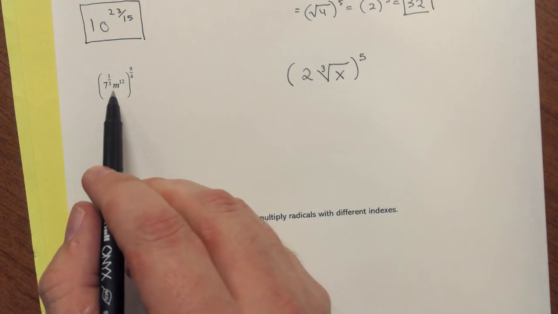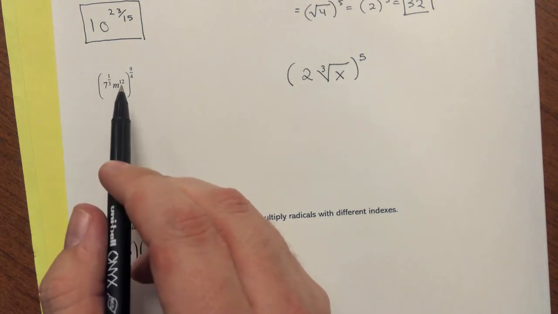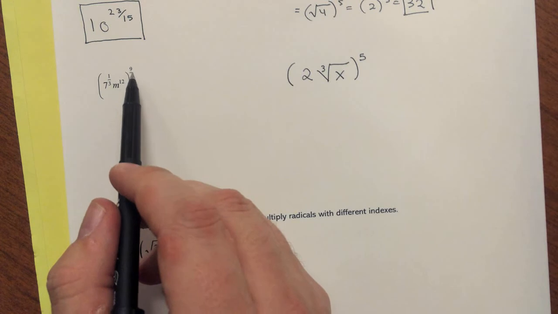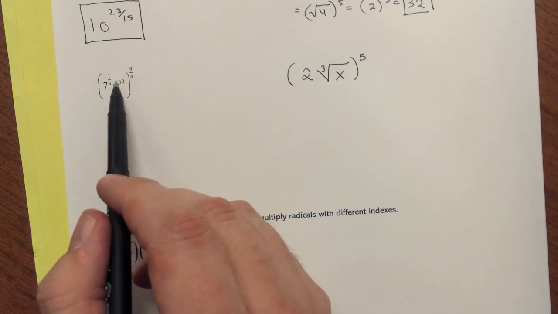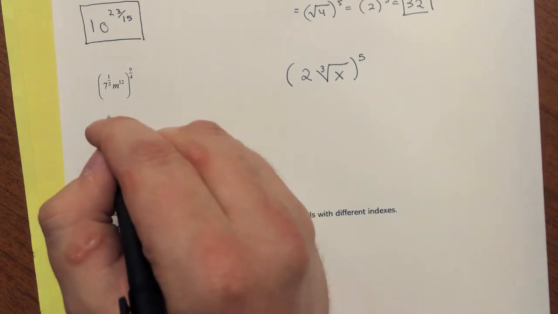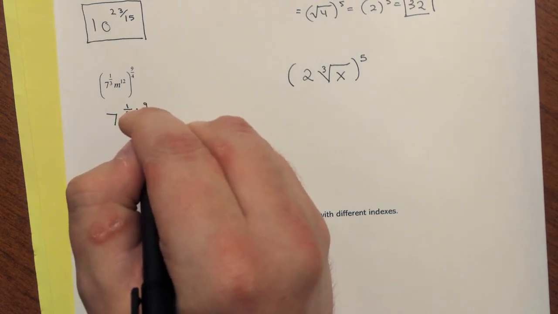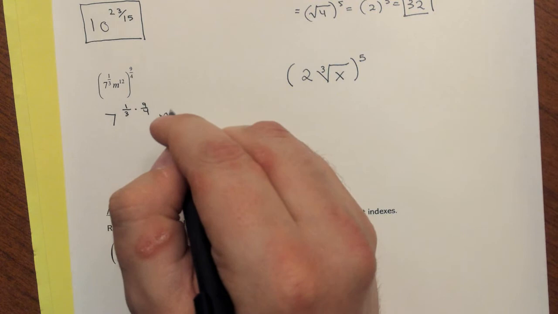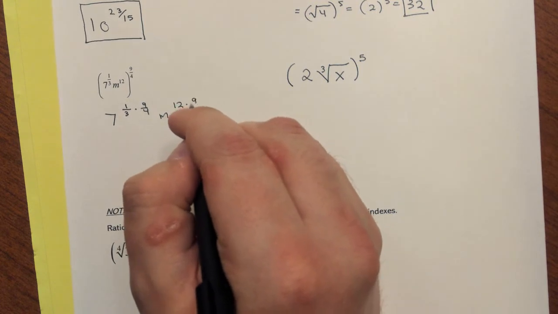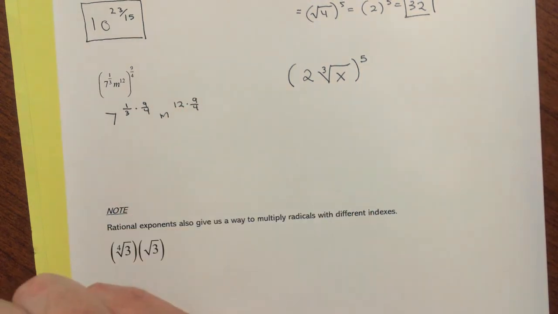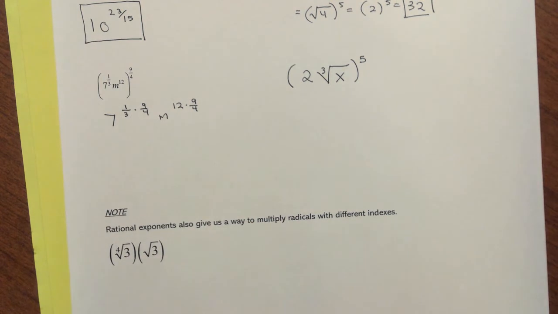7 to the 1/3, m to the 12th to the 9/4. So I know that in this case I would apply this exponent to each of these factors, to both of them. So I would have 7 to the 1/3 times 9/4 and m to the 12 times 9/4. So what I need to do is multiply those things.